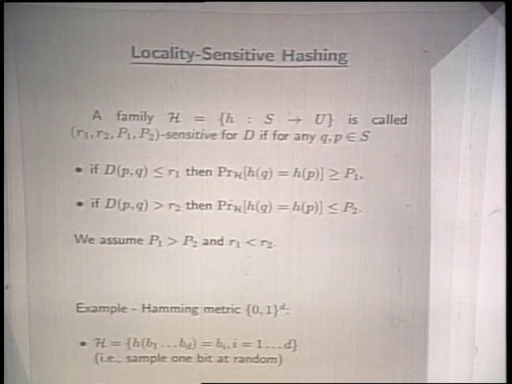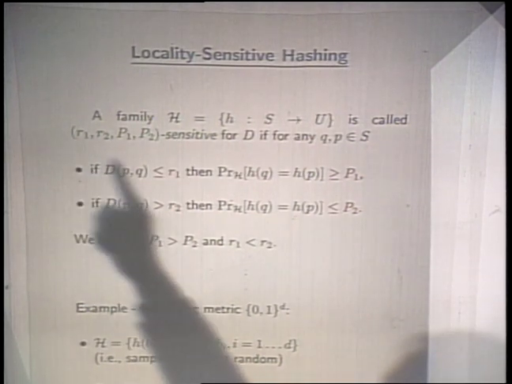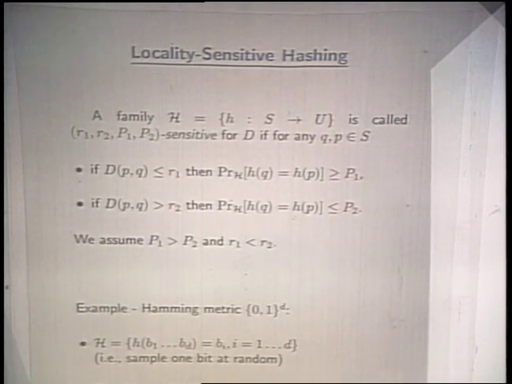So assume that we are given a metric space defined over set S, and let's assume that we have also a family of functions from this metric space to some universe. This is the family H. Then we say that this family is locality-sensitive with these parameters if for any pair of points from this metric space we have the following properties.